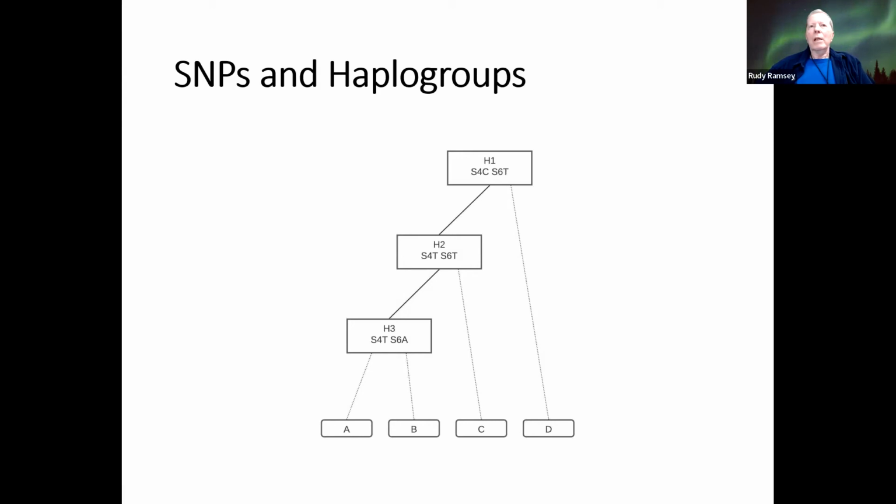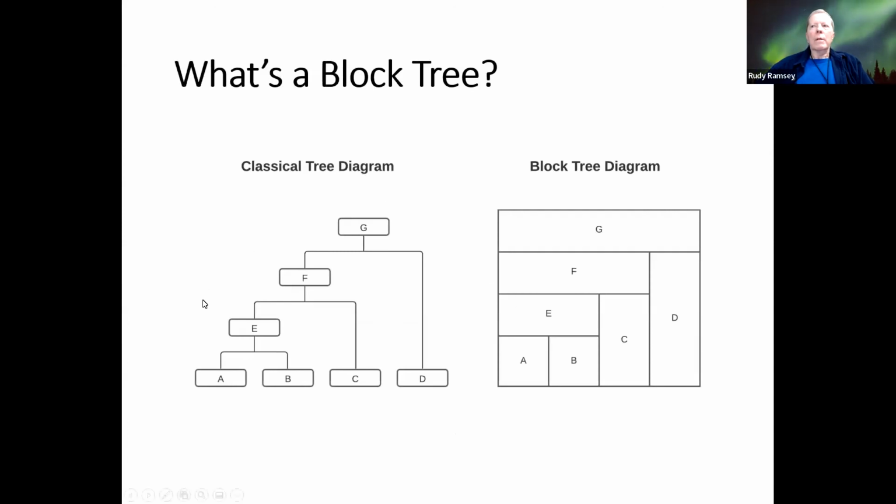But in order to make it easier for you to see, I first want to show you a different way of displaying a tree. Here's the sort of standard tree diagram that we're used to. Here's a diagram which FTDNA calls a block tree. Mathematicians call it an icicle diagram. They have other names too, I'm sure, but I think that's the common name. These are the same. Watch and I'll show you.